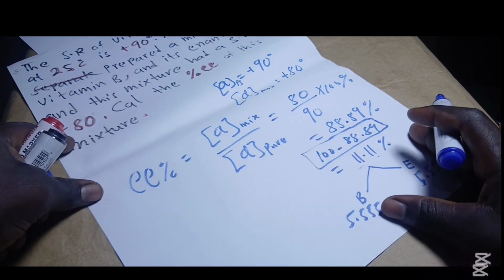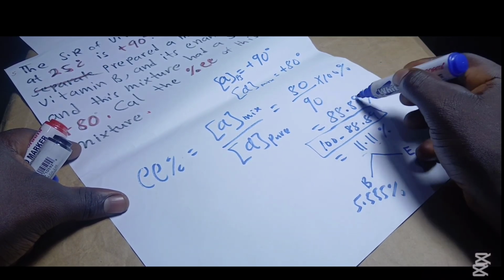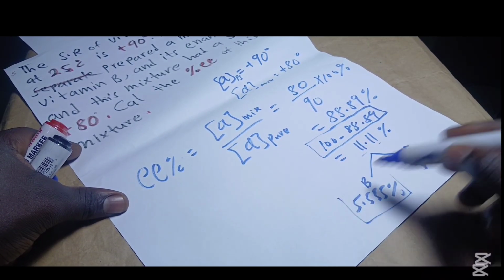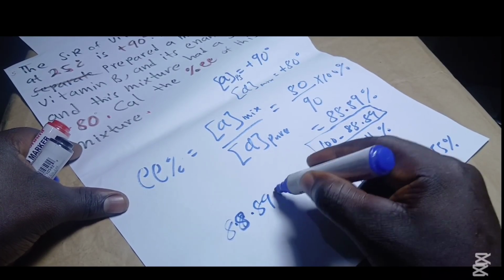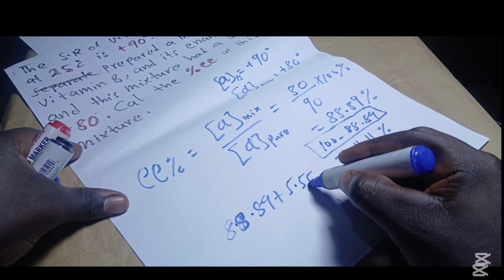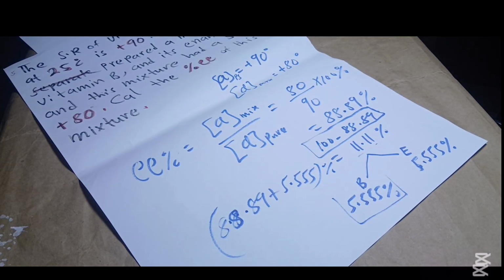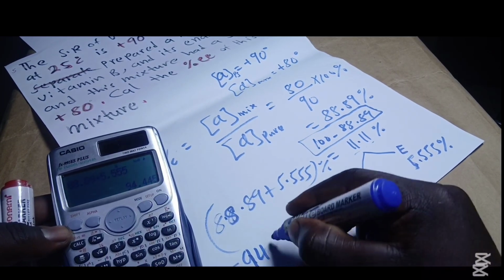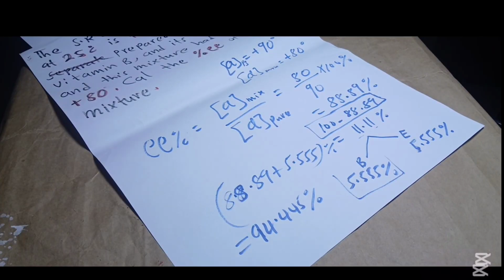So if we are looking at the total percentage of the vitamin B itself and not in the solution, we are going to add this to the part that came together to form the racemic mixture with the other enantiomer. So 88.89 plus 5.555, all in percentage. So total vitamin B in the solution is going to give us 94.445%. That is the total vitamin B in the solution.